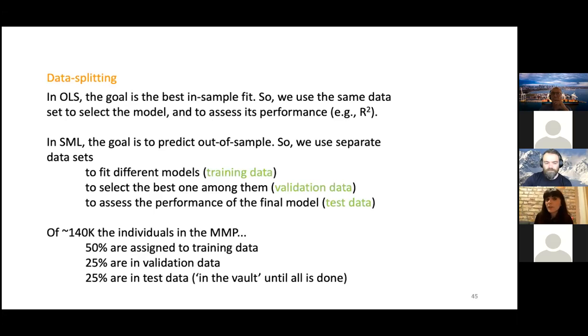So we have 140,000 individuals in the data set. We put 50% of them in the training data. The remaining 50% we split equally between validation and test data, and we haven't touched the test data yet.